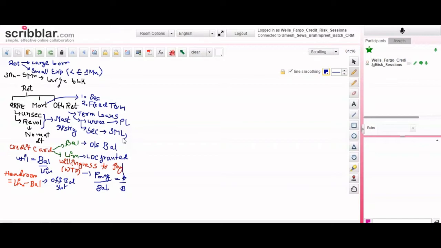at default. And when I talk about that, I'll be talking about two things over here. Number one, the concepts in general, and then the relevance to credit cards. First of all, we're talking about probability of default. So what comes to mind when we talk about the probability of default right at the beginning?